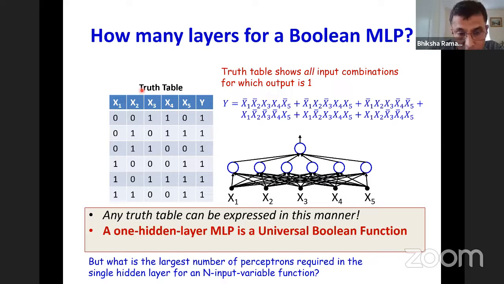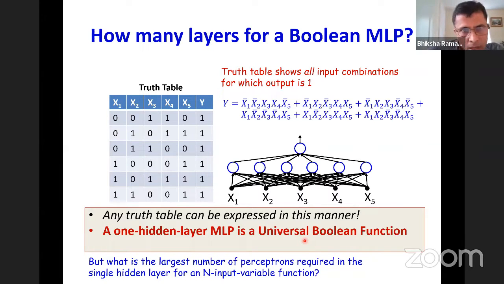And because any Boolean function can be represented as a truth table, and because any truth table can be represented as a DNF formula, and because any DNF formula can be represented as a one hidden layer MLP, it means that it doesn't matter how complex the Boolean function is, I can compose a multi-layer perceptron with just one hidden layer, which computes it. So in other words, a one hidden layer MLP is a universal Boolean function.